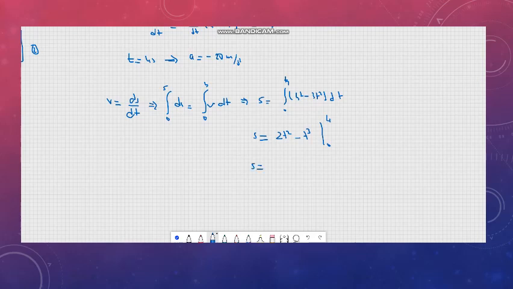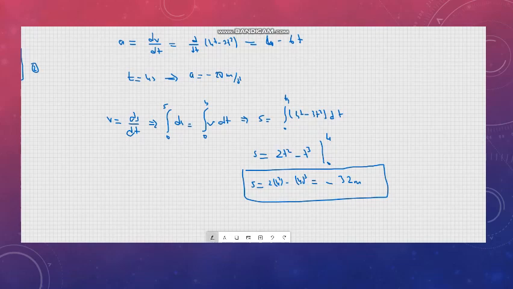So when we plug in 0, it's going to be 0. For 4, it's going to be 2 multiplied by 4 squared, minus 4 cubed. When we calculate this, we are going to find it is minus 32 meters. So we find our position in the negative direction, 32 meters, and our acceleration is going to be minus 20 meters per second squared. So it's going to go in the minus direction.